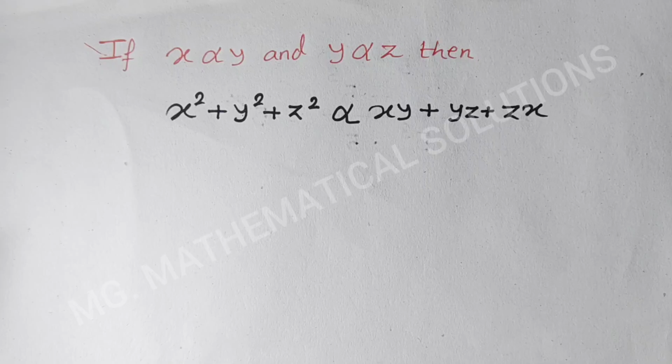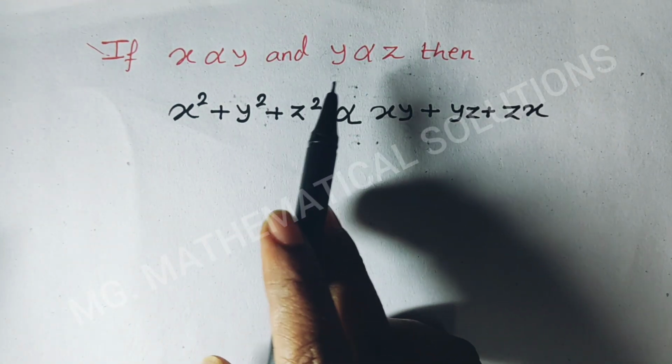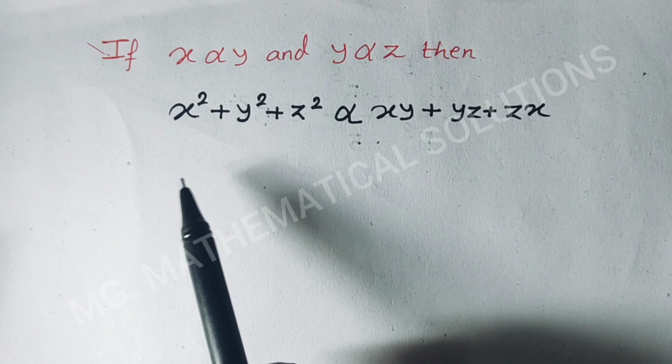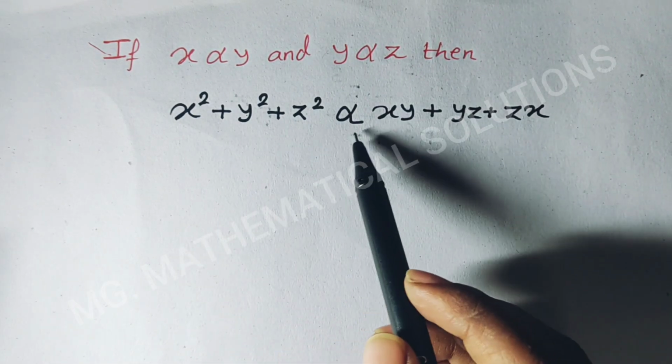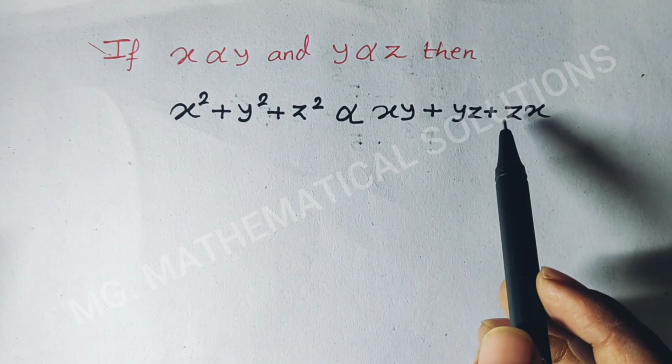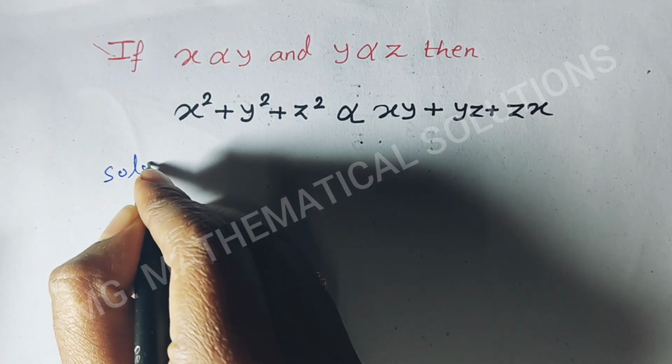Hi students, today I solve a variation chapter problem which is: if x varies as y and y varies as z, then prove that x square plus y square plus z square varies as xy plus yz plus zx. Let's solve the problem.